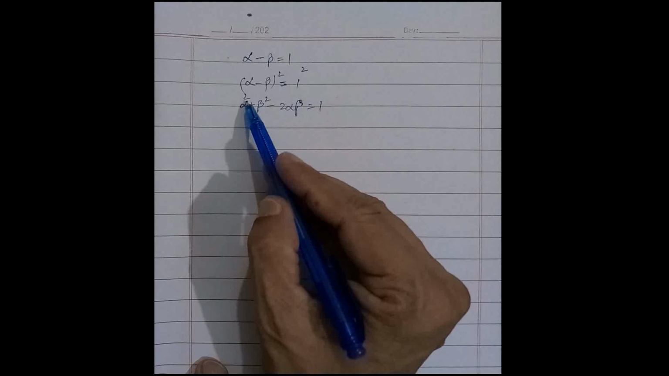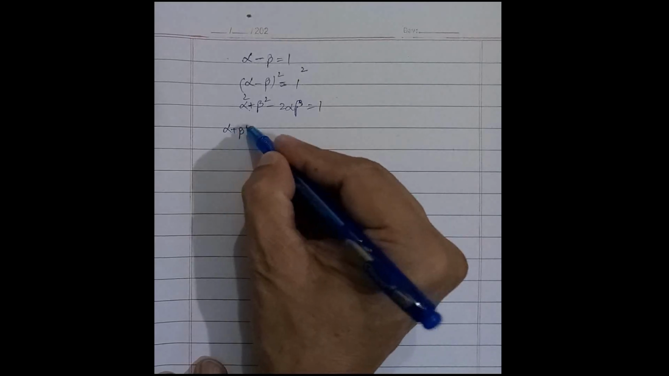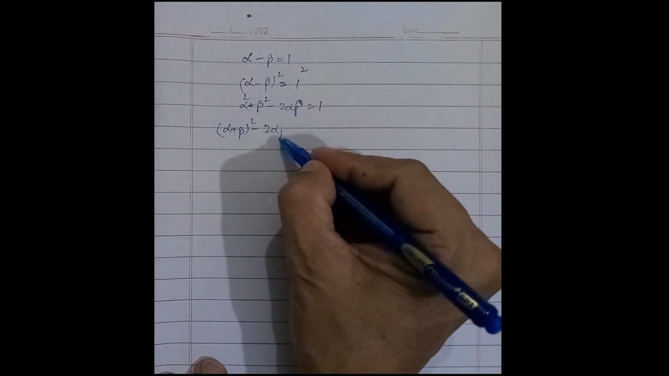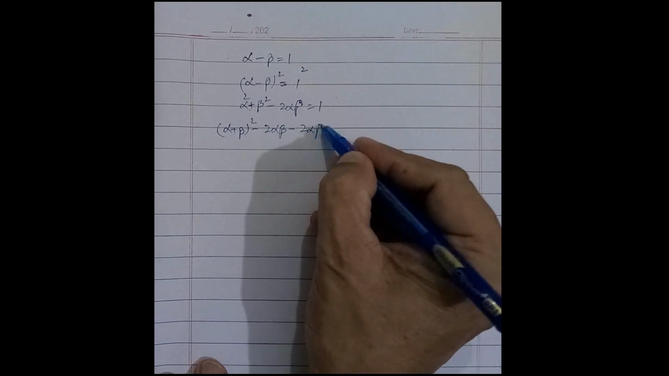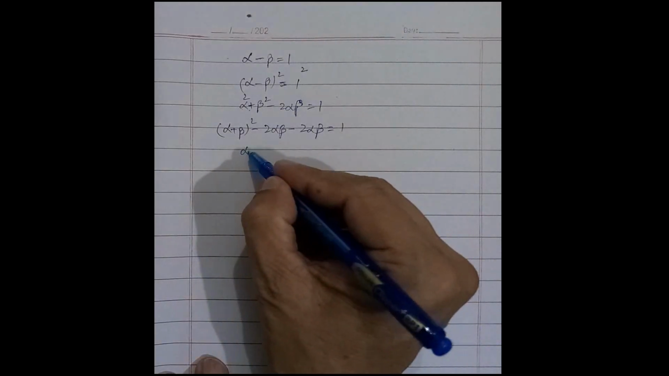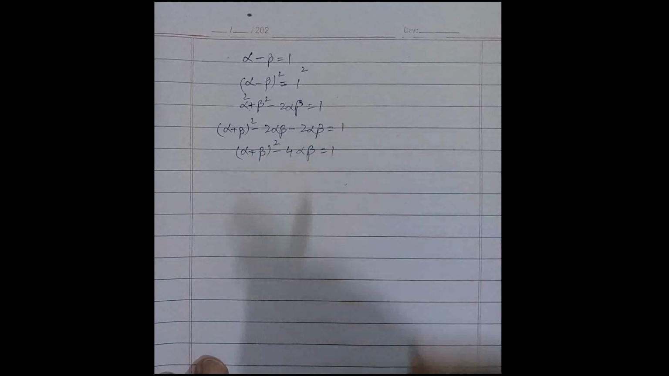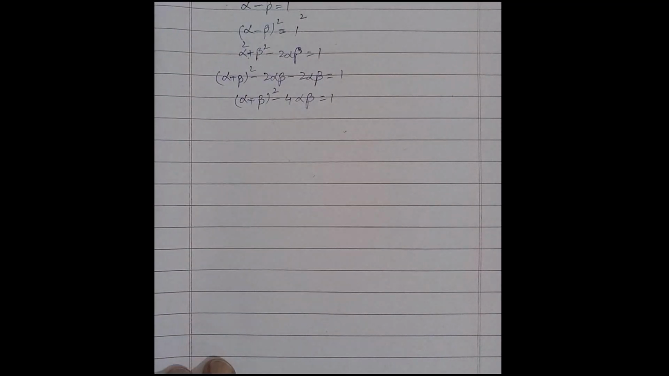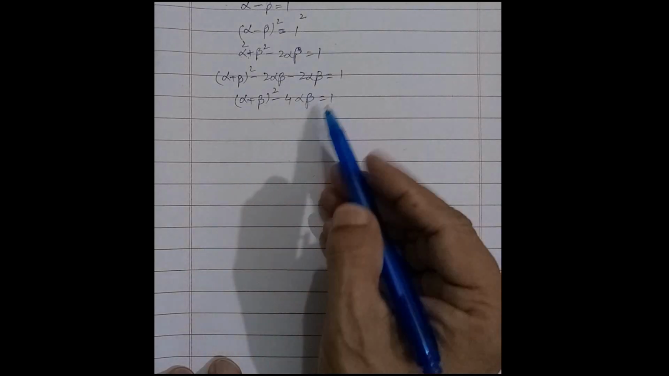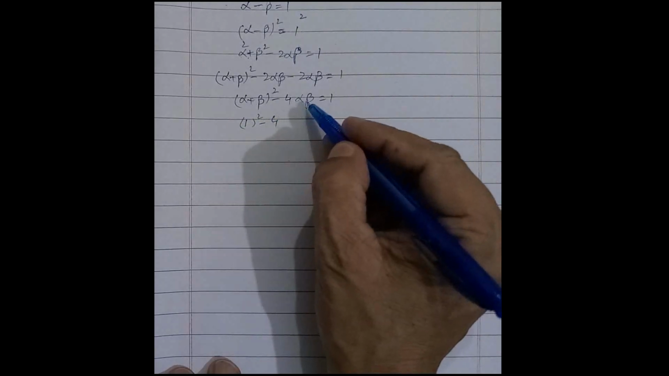And alpha square plus beta square, we modify it. Alpha plus beta whole square minus 2 alpha beta minus 2 alpha beta is equal to 1. Now simplify these values. We get alpha plus beta whole square minus 4 alpha beta is equal to 1. Now we put the values of alpha plus beta and alpha beta in this equation. We get 1 square minus 4 times alpha beta, which is p square, is equal to 1.